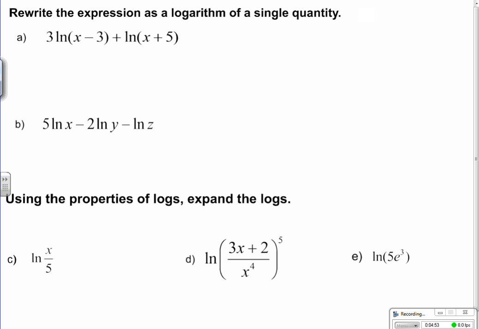So rewriting these expressions as a logarithm of a single quantity. I'm going to use the power property as well as the one that had addition. So I know if I have two natural logs that are added, this is going to come back together using multiplication. But before I bring these back together as multiplication, I'm going to deal with this coefficient up front and bring the power back up to where it once resided.